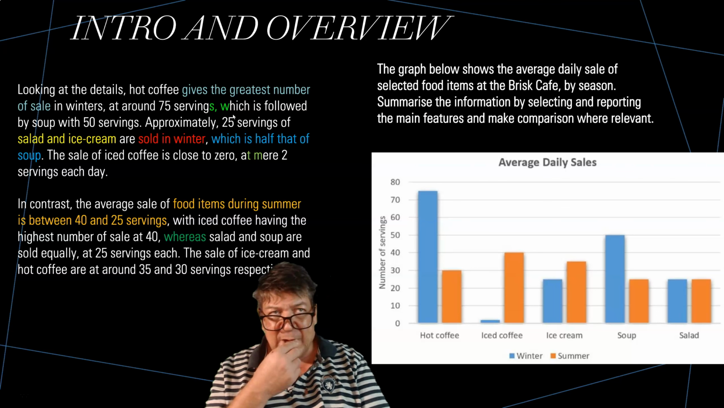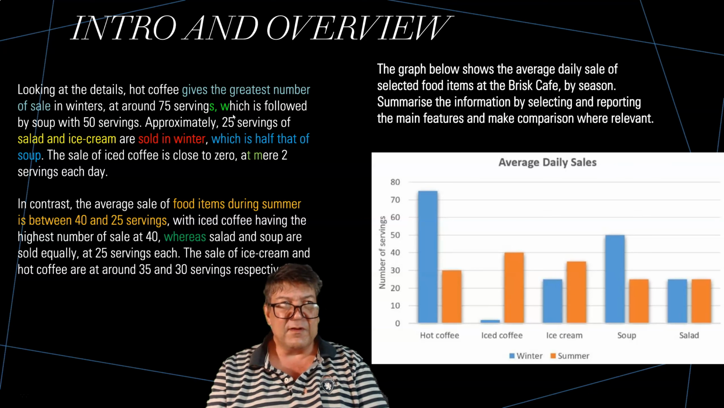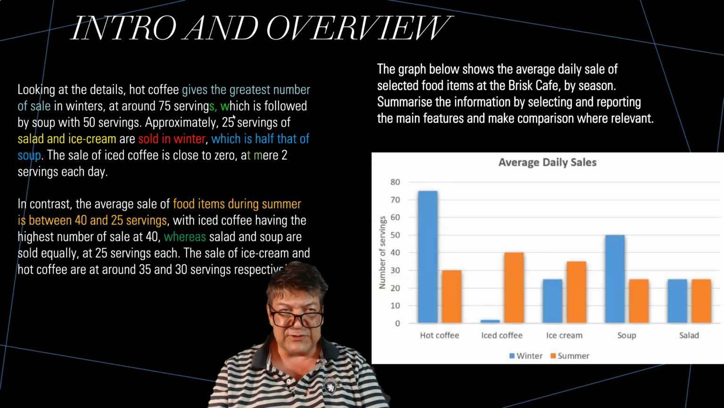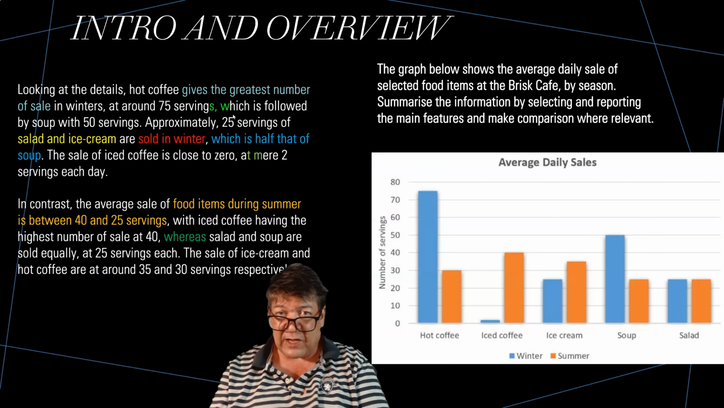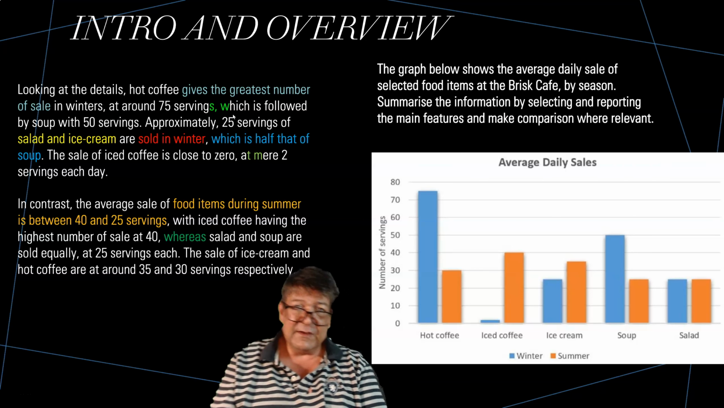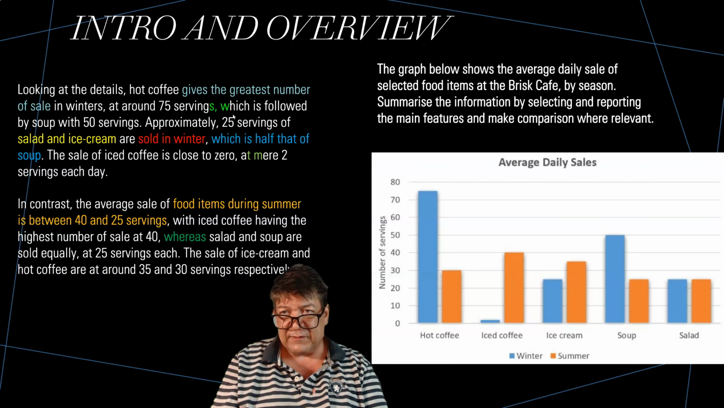Okay. Now, where's the information about what's in your overview? Your overview says that winters far outsell summers, and I don't see it. In contrast, the average fuel sale of food items during summer is between 40 and 25 servings. Okay, what's a food item? All of them are food items. Hot coffee is a food item. It is between 40 and 25 servings.